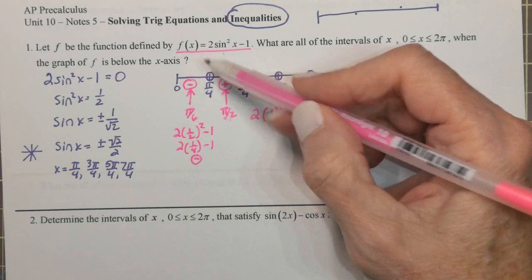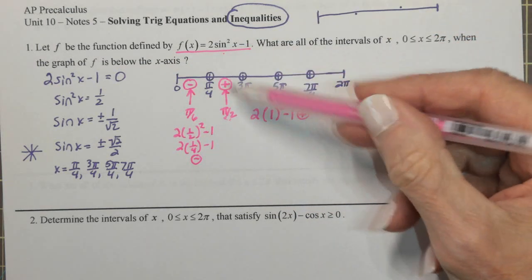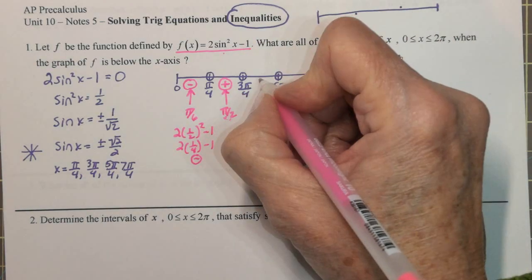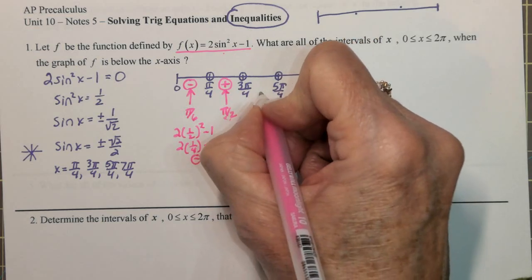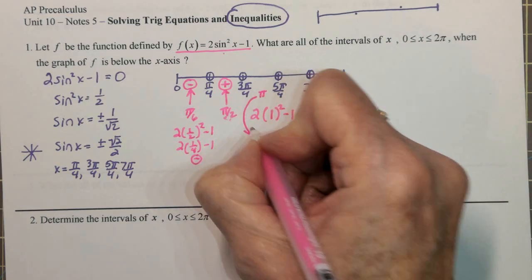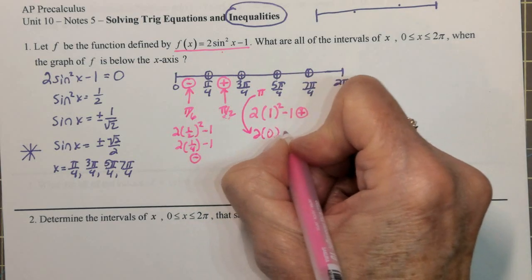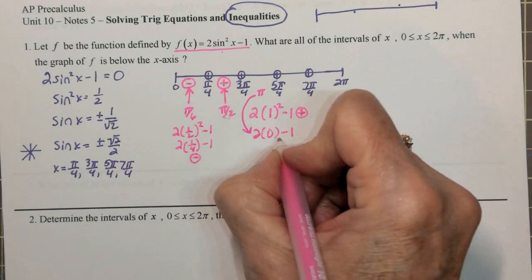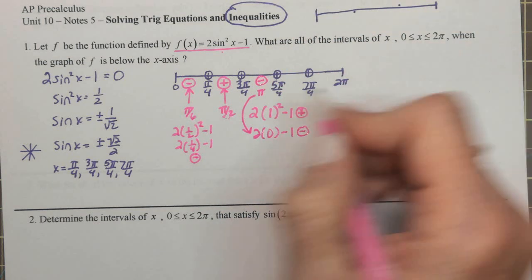We know that sine is most likely oscillating here, right? So we could keep on going to verify that. If I pick a value in between 3 pi over 4 and 5 pi over 4, pi is in there, right? So if I pick pi, I'll have 2 times sine of pi is 0, minus 1. When you square 0, it's 0. That's 0 minus 1, and that is negative. So as predicted, that one is negative.